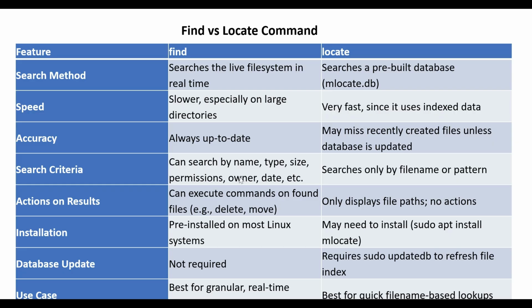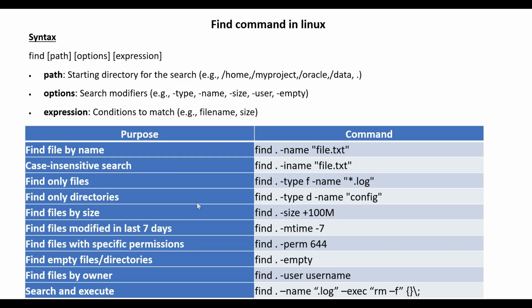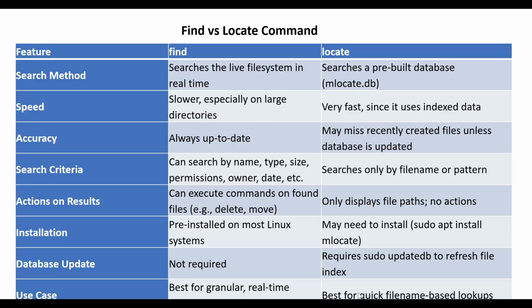Next, search criteria. With find, you can search based on name, type, size, permission, owner, and date. Just now we have seen that. With locate, you can search only by file name or pattern. That's it. And for action, find can execute commands on found files. Just now we used -exec. You can run another command on top of the output of the find command, but with locate you cannot do that.